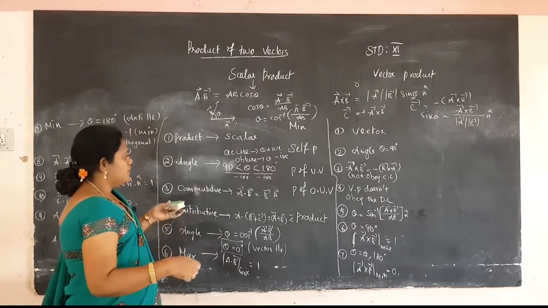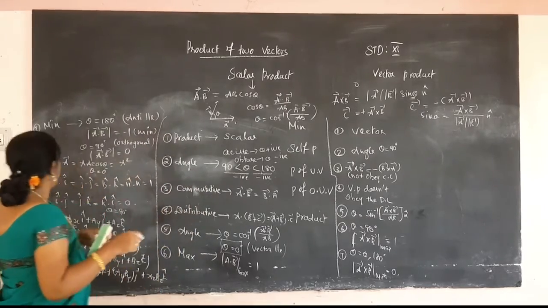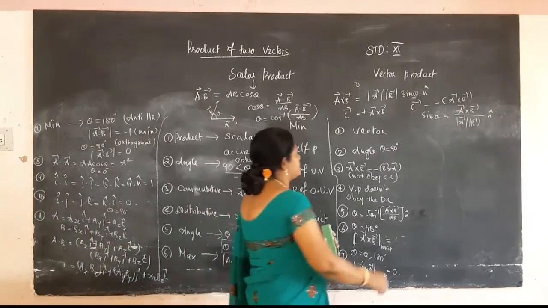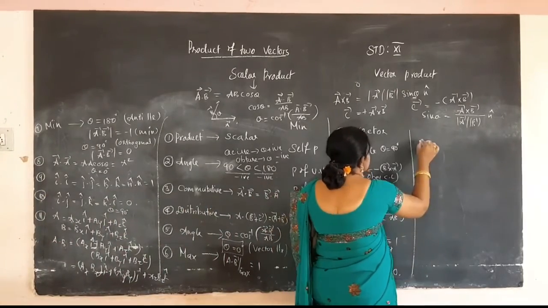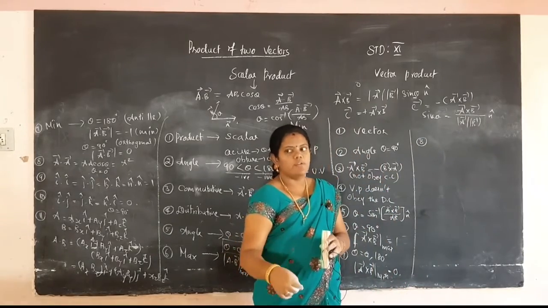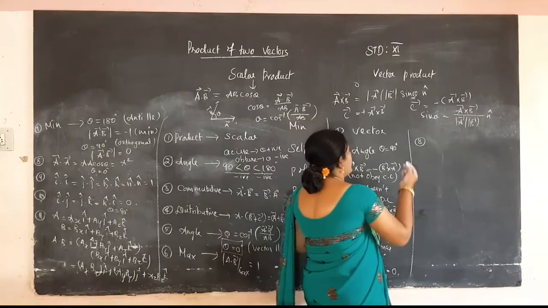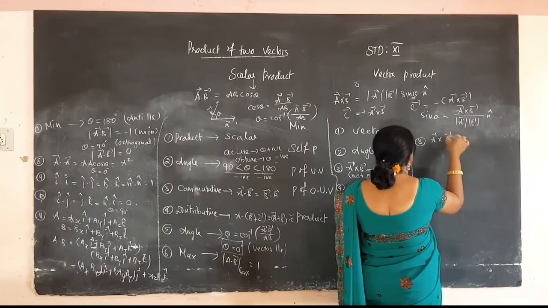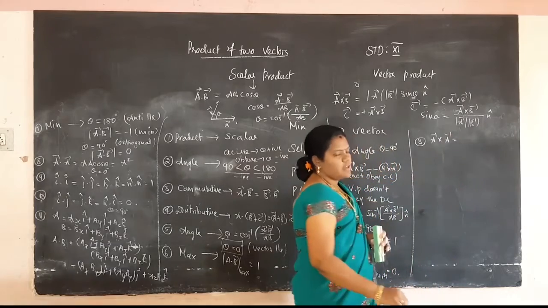Okay, and then an eighth point, what is the eighth point ma? Self product of two vectors. Self product of two vectors is the eighth point. What is the meaning of self product of two vectors? ஒரு வெக்டாரை அதோட வெக்டாராலே மல்டிப்ளை பண்ணுறது. How to multiply that ma? A vector cross A vector. A vector cross A vector.